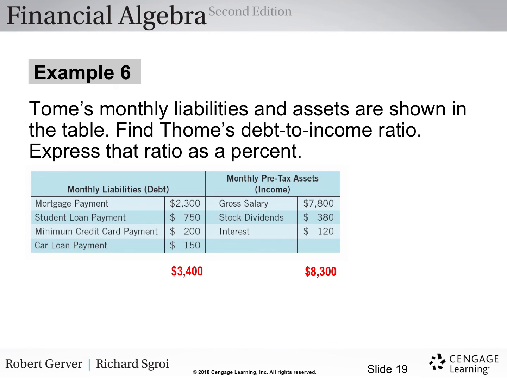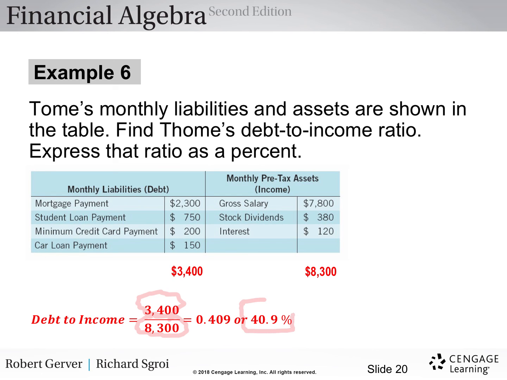Now, if we take his debt or liabilities and add them up, we come out with $3,400 in terms of debt or liabilities. Now let's see what his debt to income ratio is. And just like the name implies, we take the debt, which is $3,400, divide it by the income, which is $8,300, and we come out with 40.9% for his debt to income ratio.